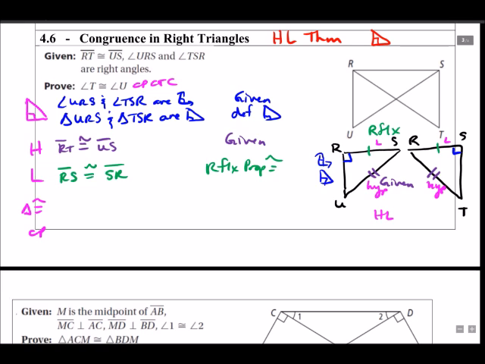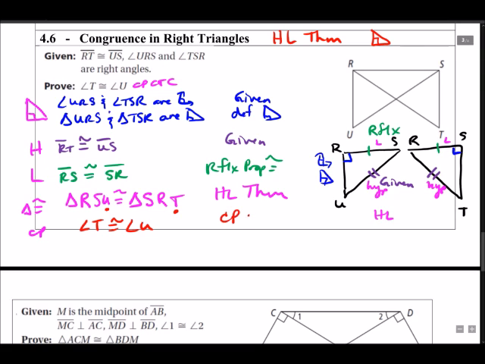And then I can say my triangles are congruent. Which triangles are congruent here? Well, let's see. Triangle RSU is congruent to triangle, because then I went across side 1 and then down side 2, started at the right angle, SRT, and that is HL theorem, because I met my requirements. And now, what am I trying to prove? That angle T is congruent to angle U. Are they in the same position? Yes, they are. CPCTC. Okay.